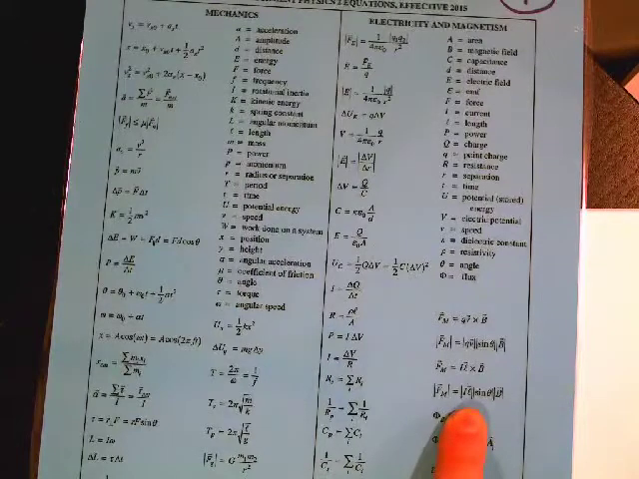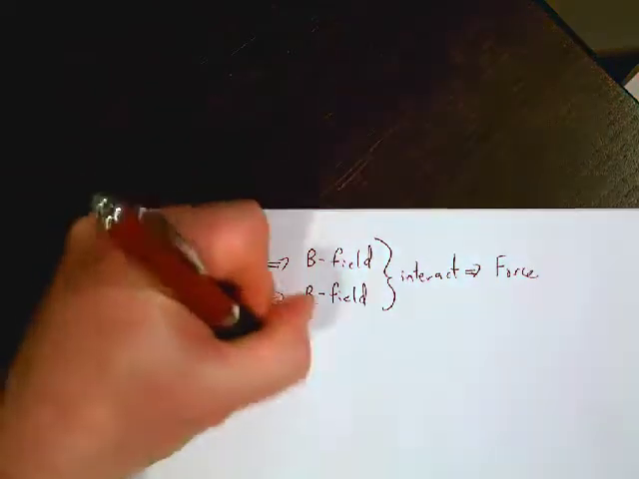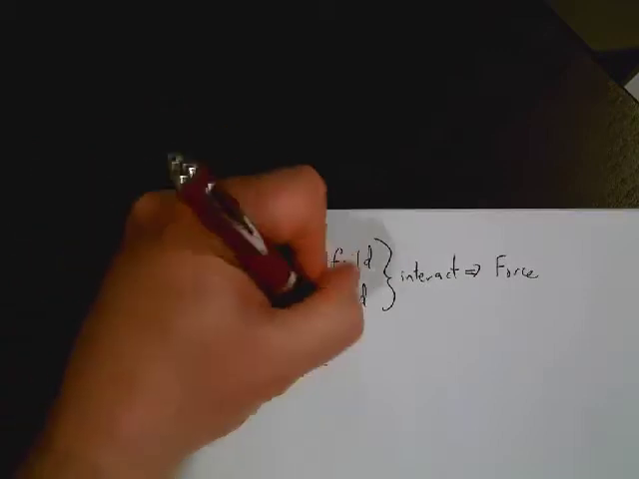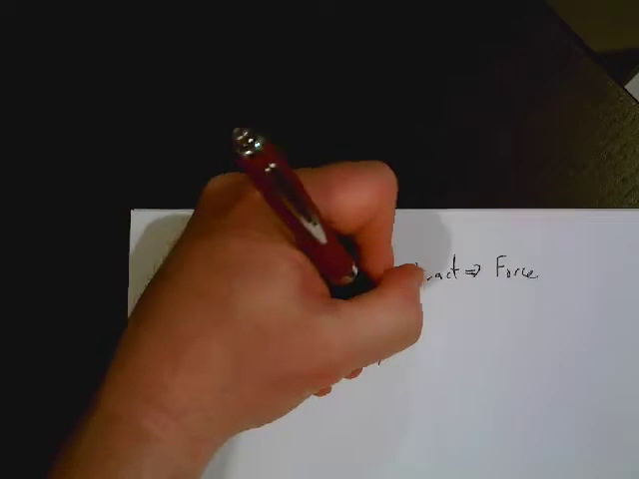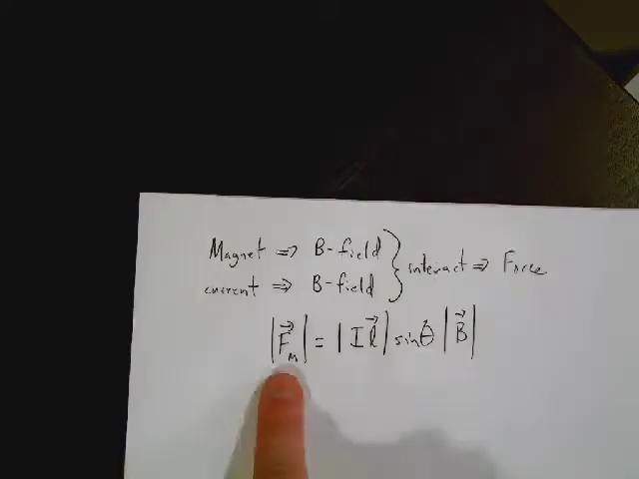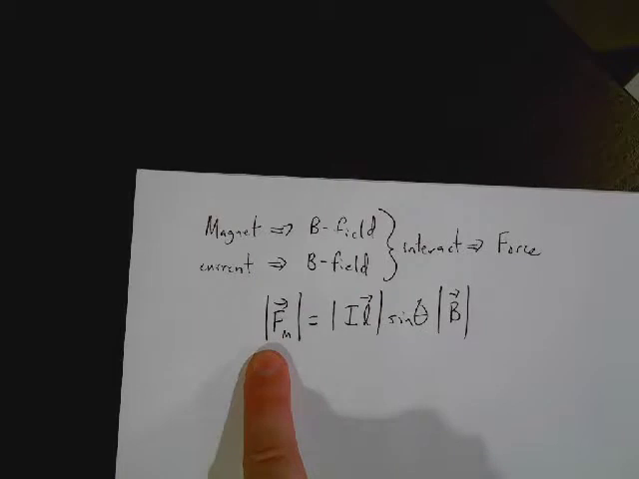Remember, this equation here on the formula sheet is written like this. So I'll show you how it's written on the formula sheet, and we'll talk about why it's written that way. And then I'll show you how we've been writing it. On the formula sheet, they write it like this: I times L, and they say sine theta of B. Okay, so on the formula sheet, here's why they do this.